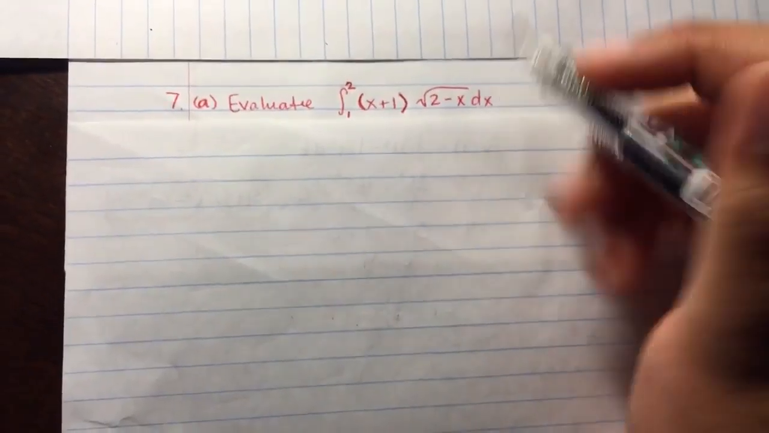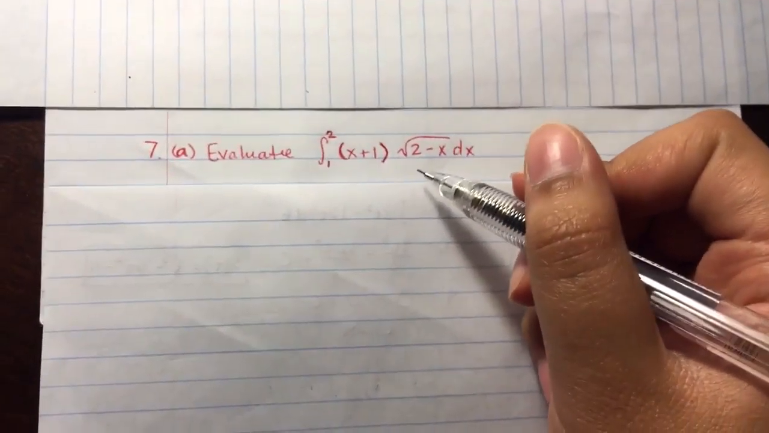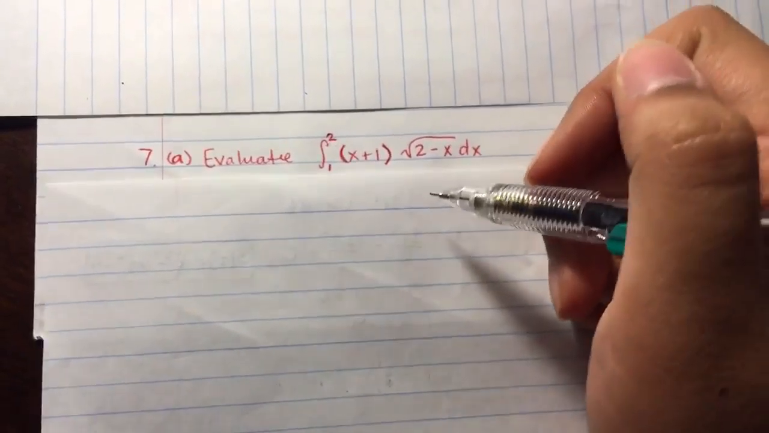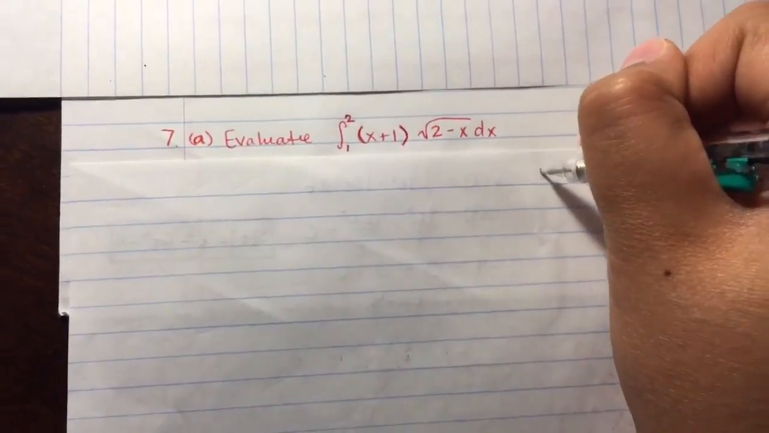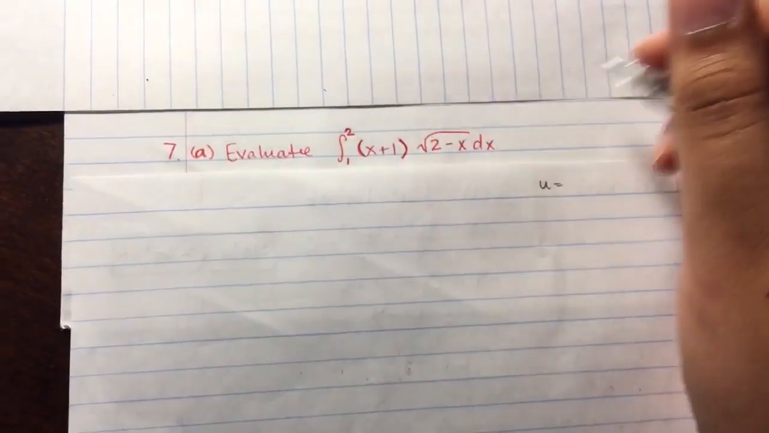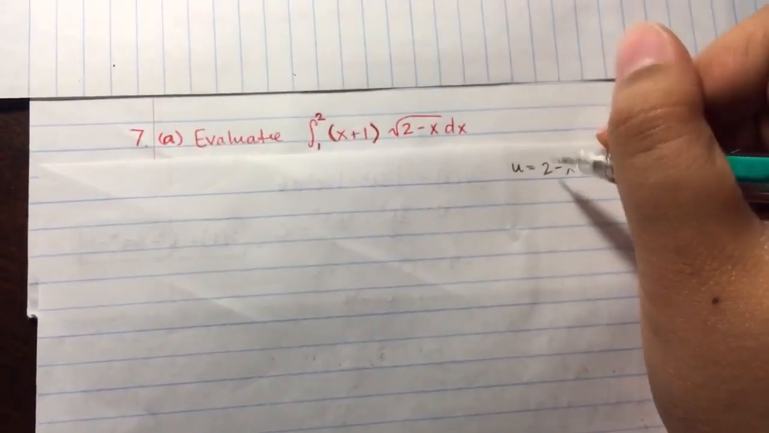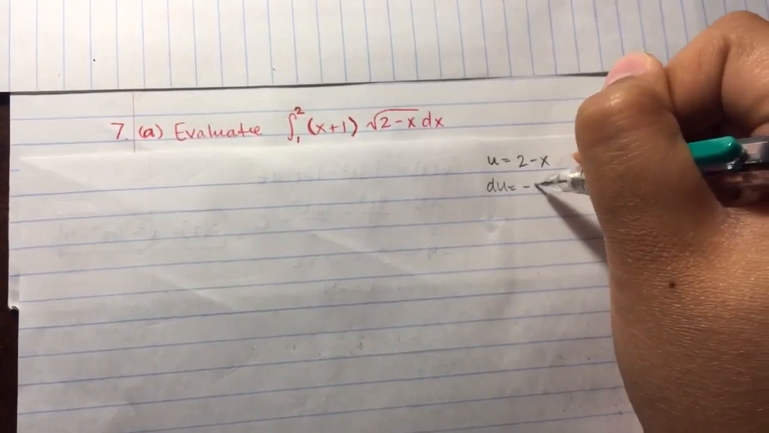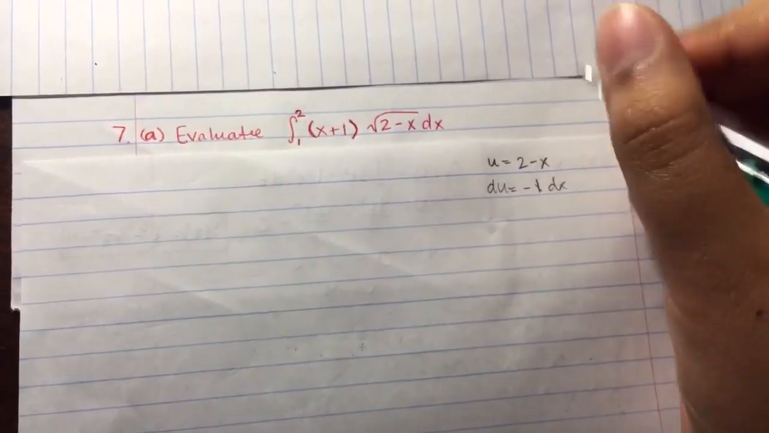Then for this problem, we have to evaluate this integral. So for this one, we're going to use u substitution. When we have this, u is always going to be what's under the square root sign. So u equals 2 minus x. So then du is just negative 1 dx.